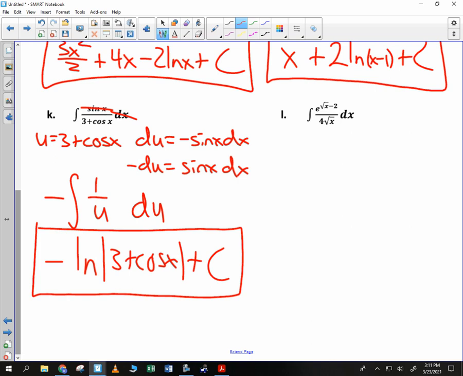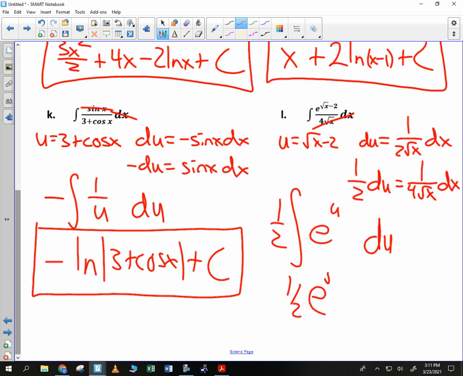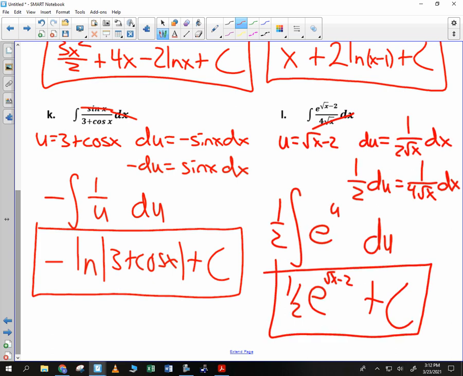And for letter L, u is equal to the root of x minus 2. The derivative of the root of x minus 2 is 1 over 2 roots of x dx. Notice how we have a 4 in the denominator, so we go 1/2 du is equal to 1 over 4 roots of x dx. I now have that substitution. U is the root of x minus 2. Piece of cake, upside down.